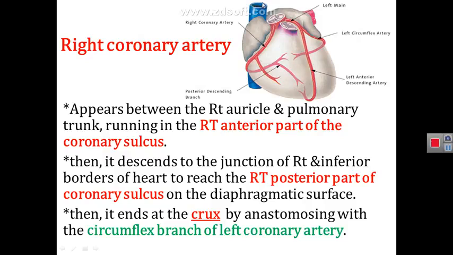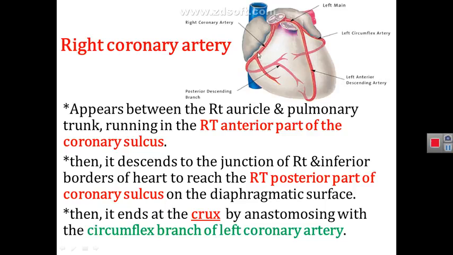The course of the right coronary artery is as follows. After originating from the anterior aortic sinus, the right coronary artery descends downward and to the right, passing between the auricle of the right atrium and the pulmonary trunk.